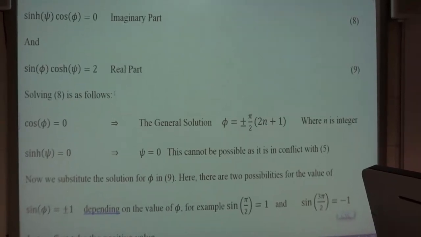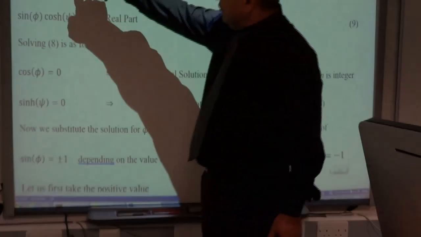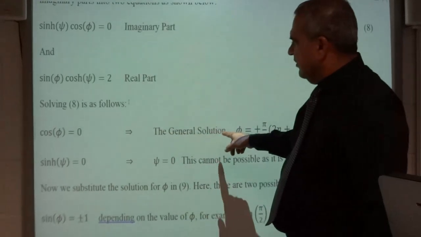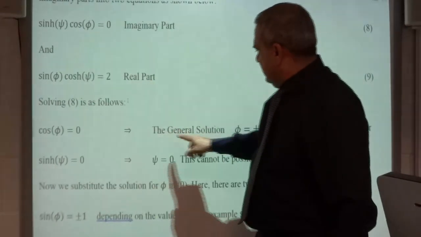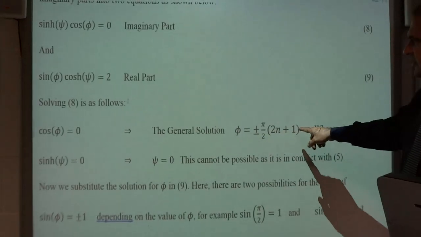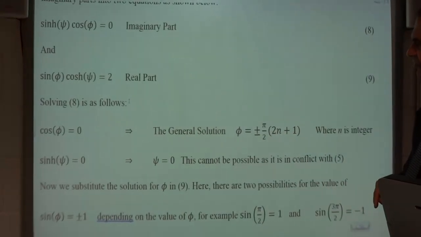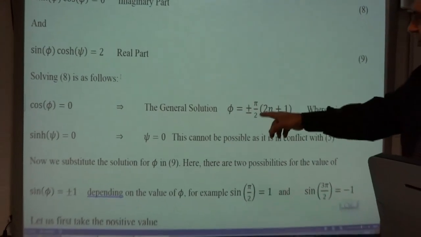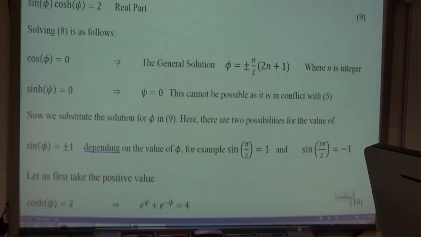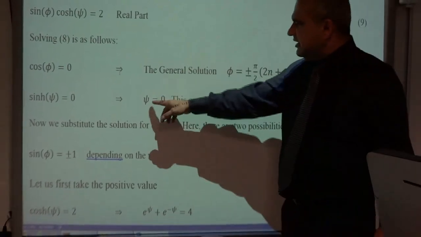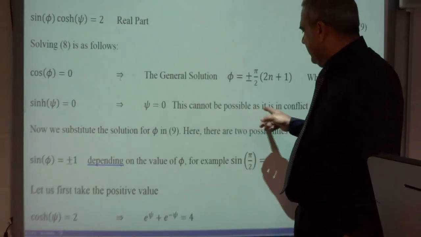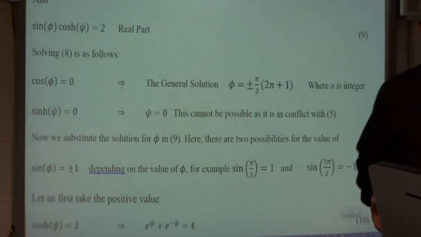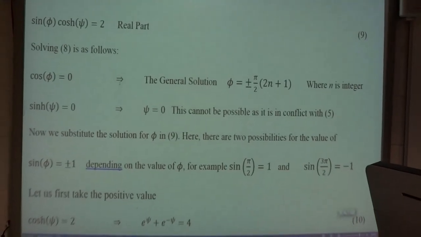Now by solving those, for example, if you look at the first one, cosine phi is equal to 0, you solve it and certainly you get the general solution. You are quite familiar with the general solution of any trigonometric function. And then sinh psi is equal to 0, so from this you will get psi equals 0. This cannot be a possible solution in this case, because if psi equals 0, the angle will be real, which conflicts with our assumption.